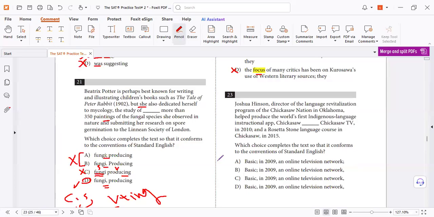Here it's about the list. Look, semicolon and. So look after the semicolon. What does it mention? The name, a proper name. So after the semicolon you need the name. Look. Right.